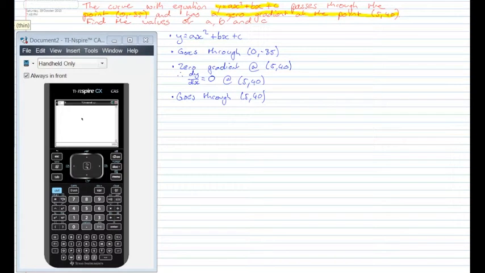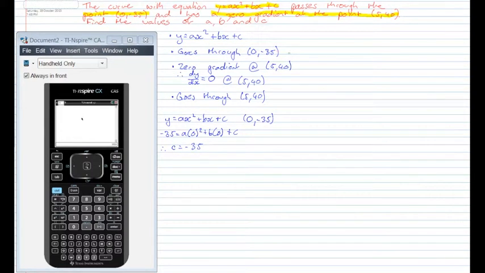Okay, so let's use that to find the values of a, b and c. Now, first of all, the easiest part for us to do is find c, because we know that it goes through the point (0, -35). So let's substitute that into the equation. y equals ax squared plus bx plus c, and we're going to use the point (0, -35). So y is -35, and x is 0. a times 0 squared plus b times 0 plus c. Therefore, c is equal to -35, because 0 squared times a is 0, plus b times 0 is 0, so you're just left with c equals -35.